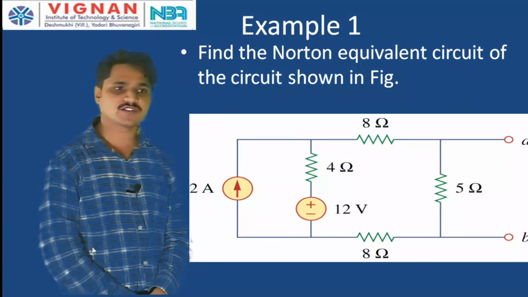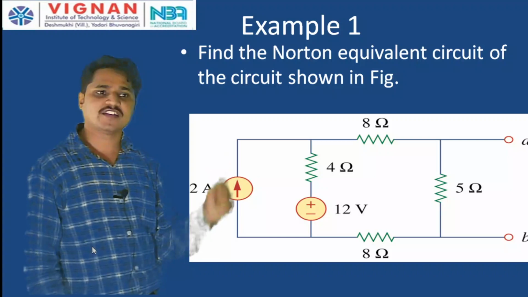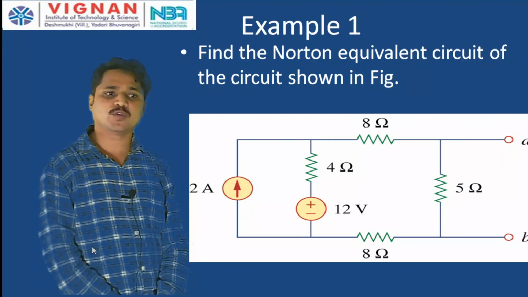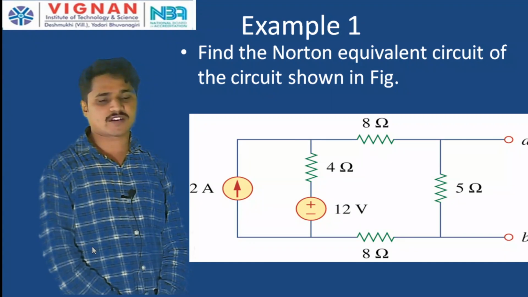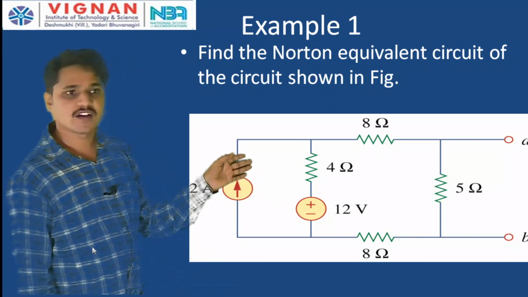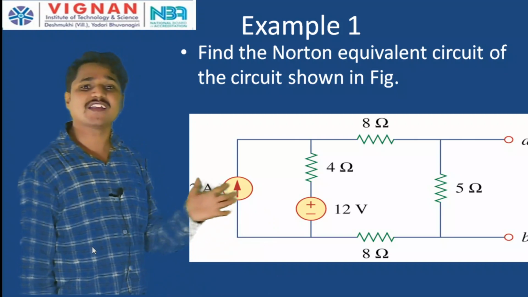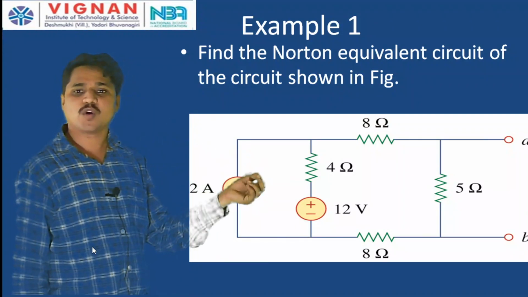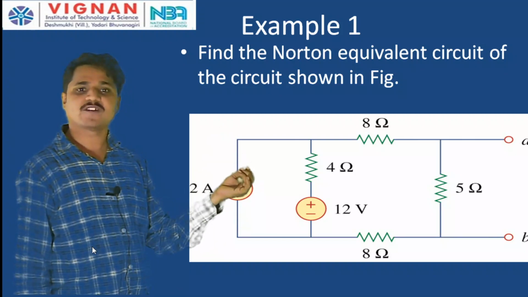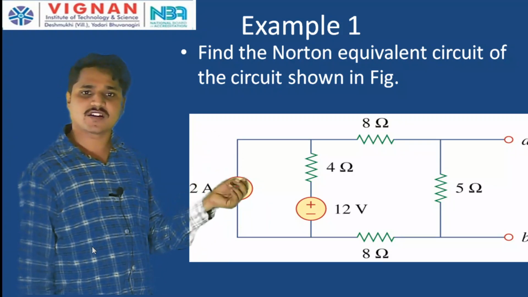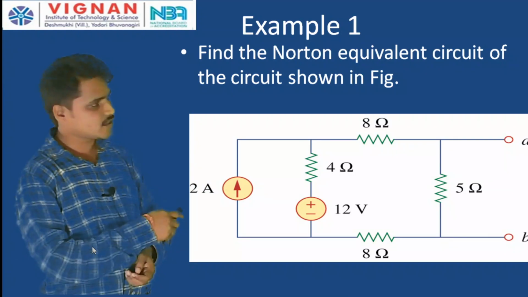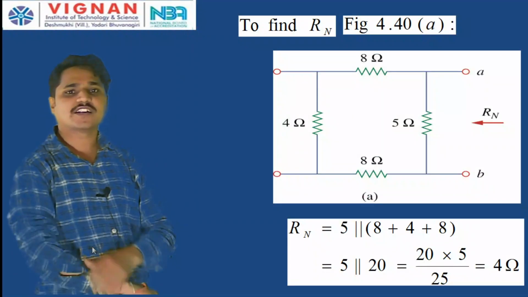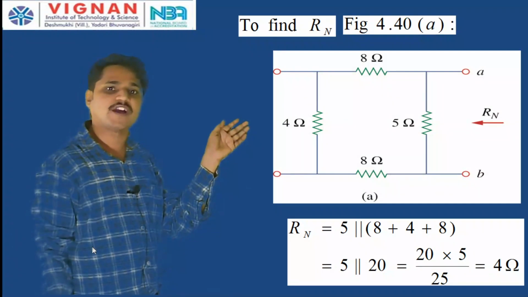Let us solve a circuit to understand this Norton theorem. Find the Norton equivalent circuit of the given network. See how you have to draw the equivalent Norton circuit for this given network. How to find the Norton's current and Norton equivalent resistance, let us see to understand this theorem. First, let us find the Norton equivalent resistance, that is to find R Norton.